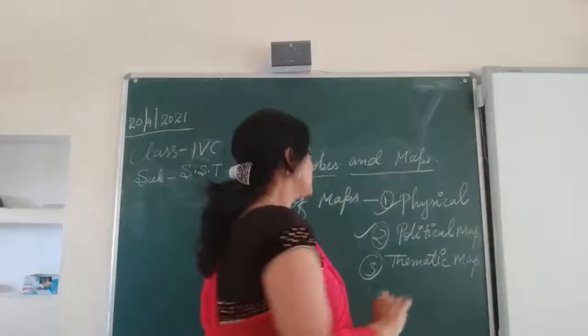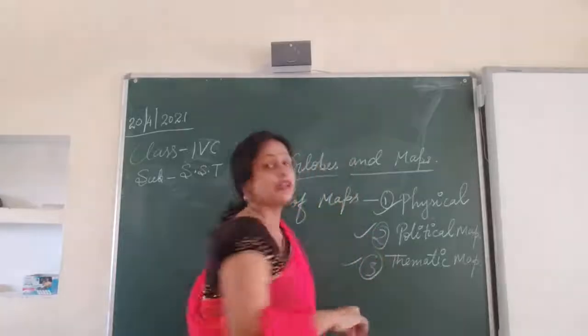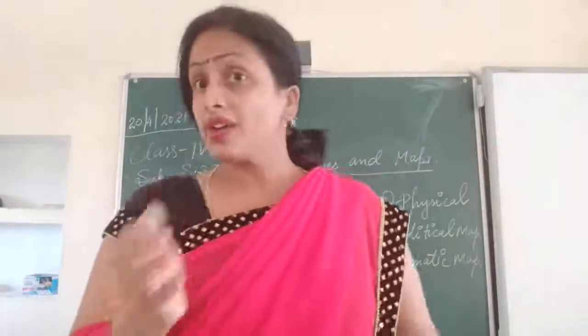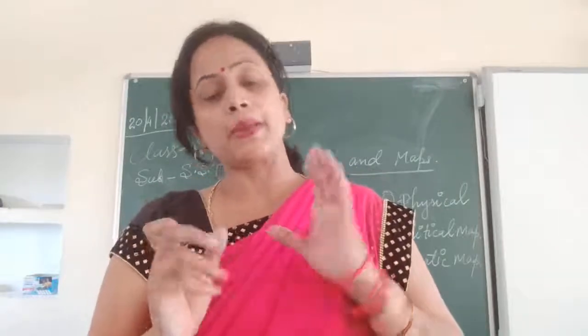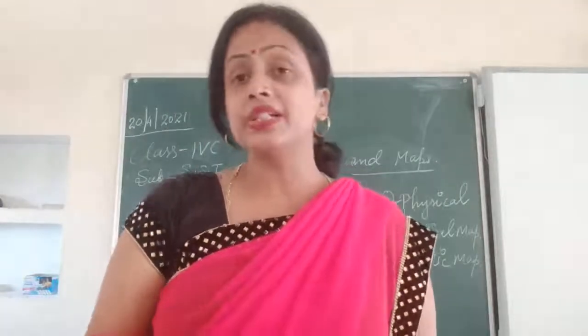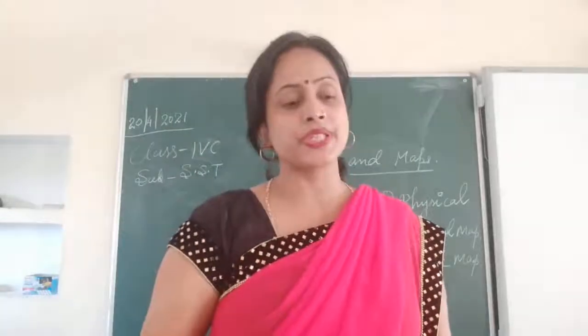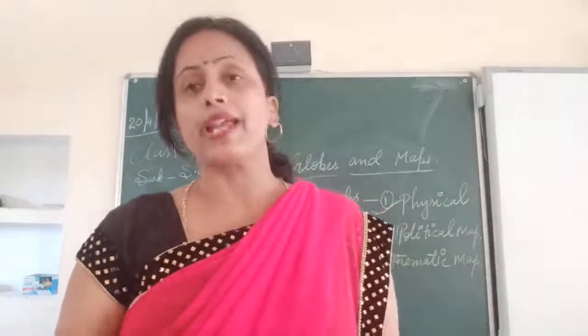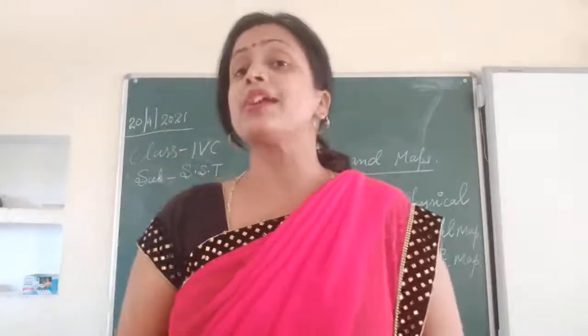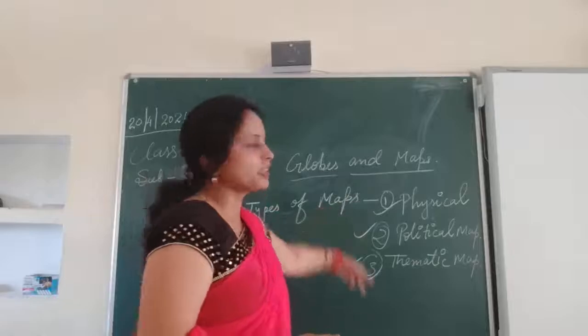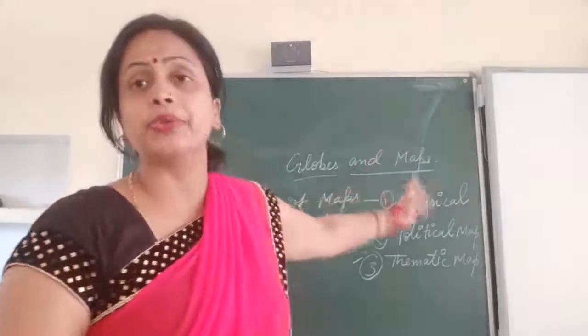Thematic map. That is called what? Thematic map. Okay. Here, the map shows what are the things that the thematic map shows. It shows the river, climate, types of soil, distribution of resources, rainfall, road, etc. So these all come under what? Thematic map. So now I think the three types are clear to you.